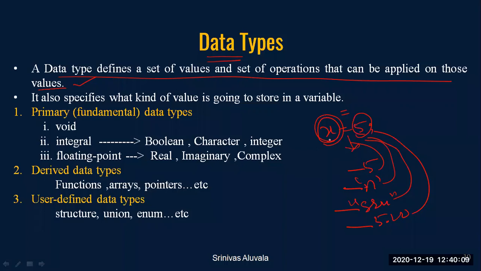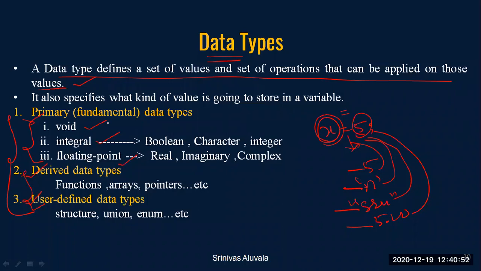What is a data type? Data type specifies what kind of value I can store in my variable, and that's what we call a data type. When it comes to the C data types, they are of three types: primary data type, derived data type, and user defined data types. For now we are not going into the depth of derived and user defined data types. We will be knowing the primary data types of C language, and they are void, integral, and floating point.